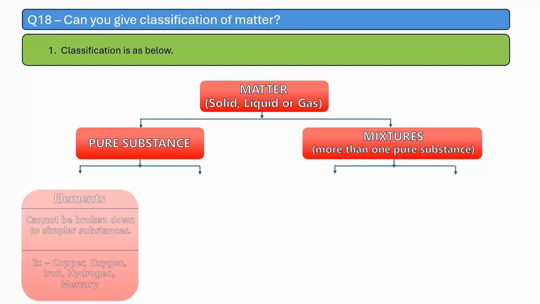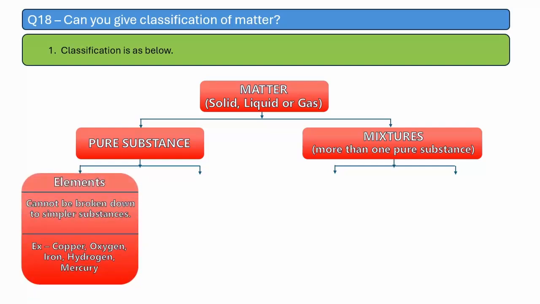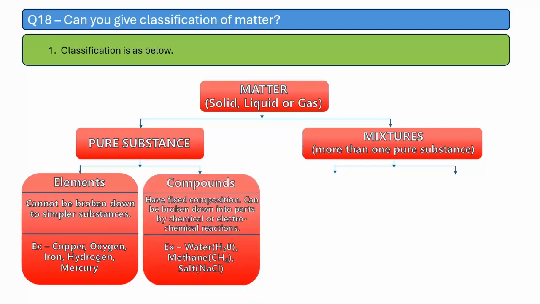Okay, pure atom means it's an element. It cannot be broken down into simpler substances. For example, pure atoms can be copper, oxygen, iron, hydrogen, mercury. All these are pure atoms, different from each other by themselves. However, compounds are molecules, pure molecules, and each molecule by chemical reaction will have two or three atoms together. Okay, so each molecule of water has two hydrogen atoms and one oxygen atom, and methane has one carbon atom and four hydrogen atoms.